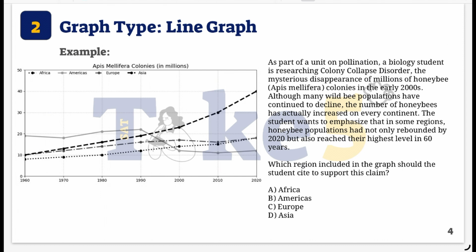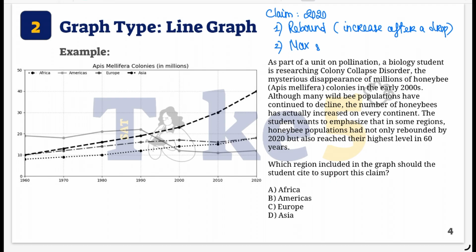Here, we need to find a region or a continent that supports the student's claim that in 2020 it experiences a rebound, meaning it increases after a drop. And two, it reaches its maximum since 1960, or in 60 years. You can approach this in different ways, but make sure these two conditions are met.